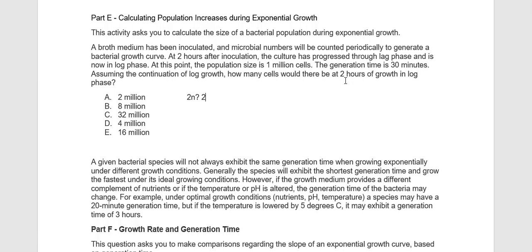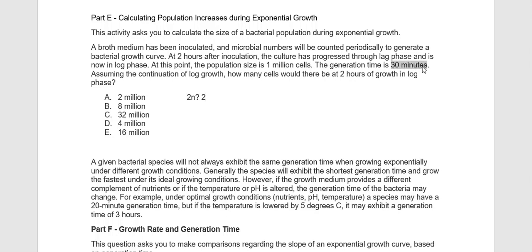So you have an hour is 60 minutes, and there are 2 30-minute halves in 1 hour. So there are going to be another 2 30-minute halves in 2 hours. So that means that there are going to be 4 opportunities for doublings or generations to be made. How do I know this?